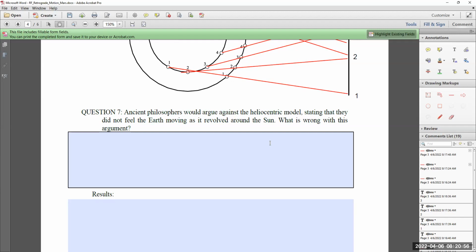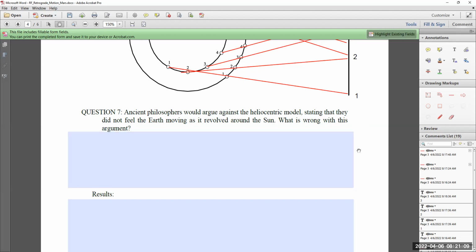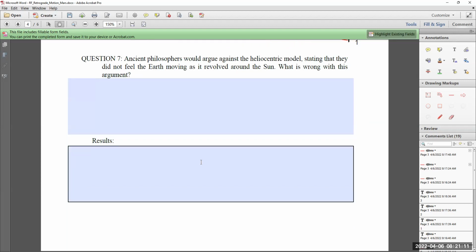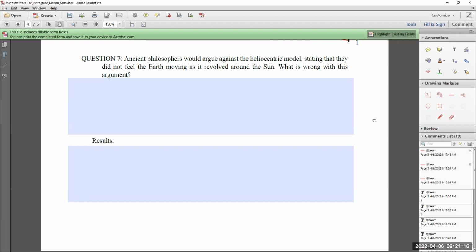Ancient philosophers would argue against the heliocentric model, stating that they did not feel the Earth moving as it revolved around the sun. Actually, you can see the answer in there. It has to do with inertia, okay? And what is wrong with this argument. And then at the end, you're going to compare the two in here and say which one do you think is better.